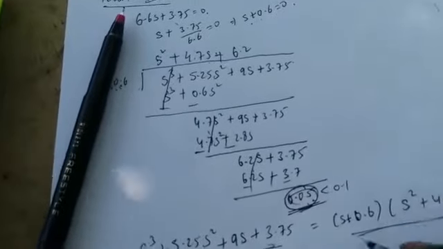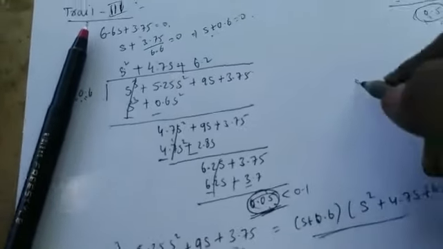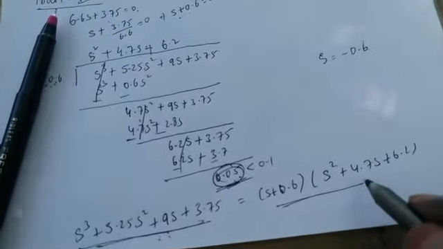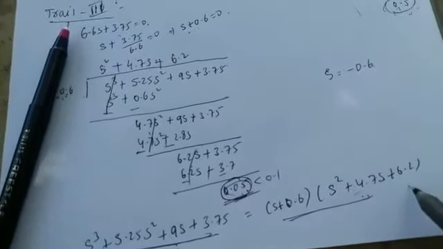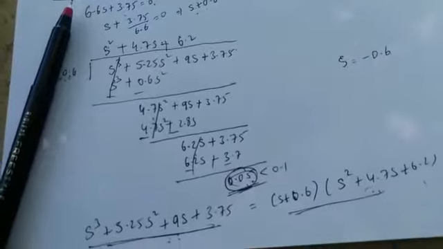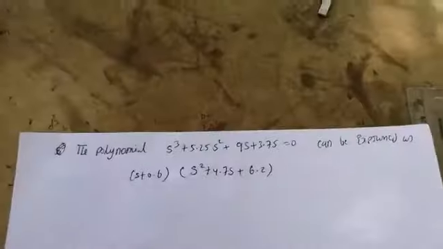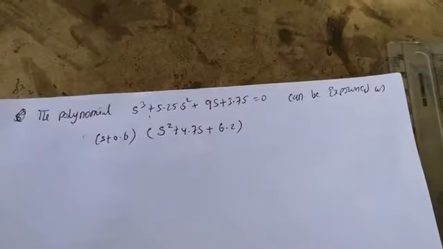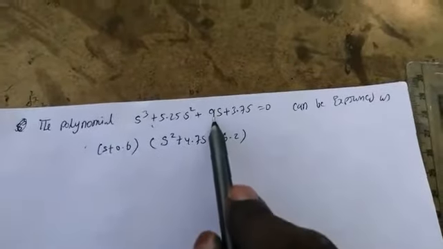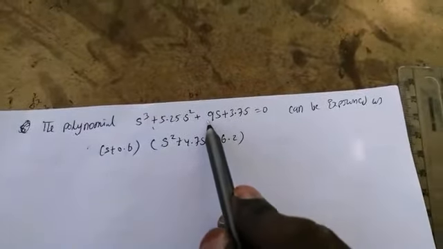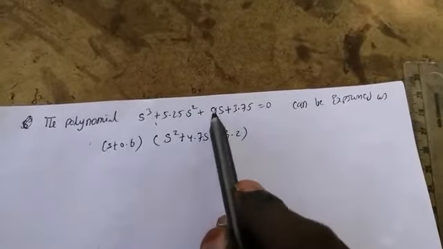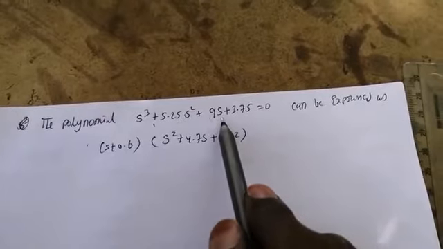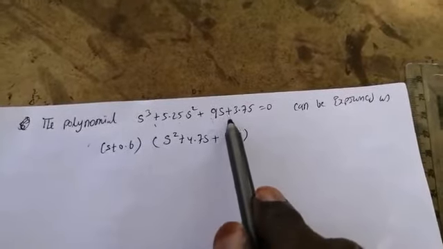So here we already obtained one root, that is s equals minus 0.6. Now we have to obtain the roots for this equation. The polynomial is s cubed plus 5.25 s squared plus 9s plus 3. This is the equation we obtained from dk by ds, the differentiation of k with respect to s. After finding this, we have to find the roots of this equation, that is s1, s2, s3.